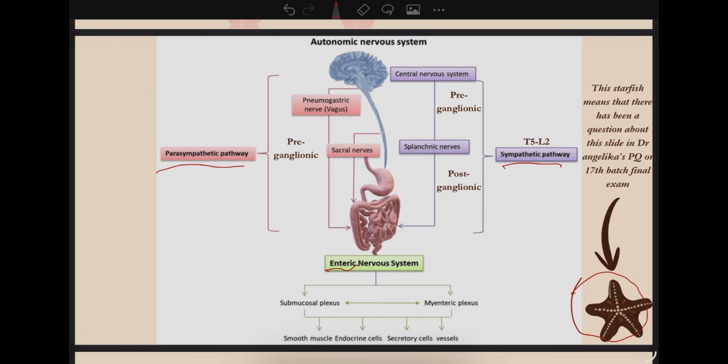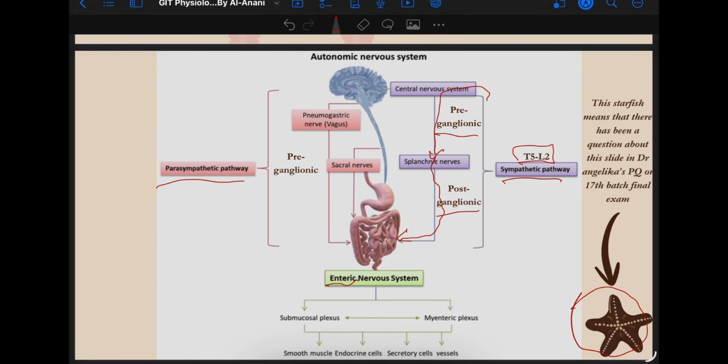But I want you now to keep in mind something. This sympathetic pathway, which is coming from the T5 to L2 vertebrae, is the same as anything that we have taken before. Pre-ganglionic, post-ganglionic, and it's easy to understand, right? You have this pre-ganglionic going, synapses in the ganglion, and then gives us post-ganglionic, and it goes to the organ. Easy.